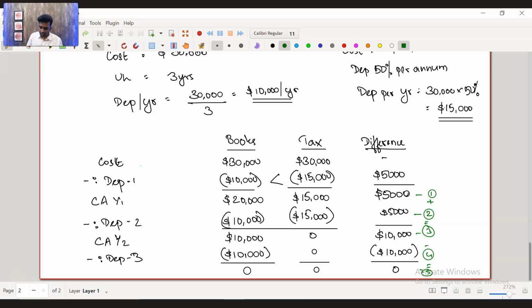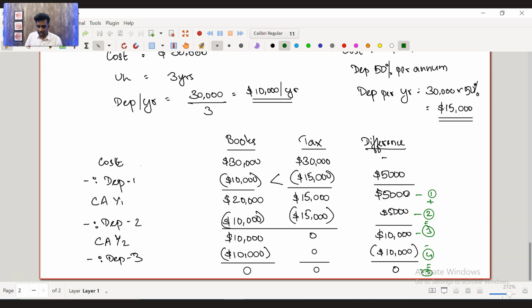Now what is this difference? As I told you, in year 1 there is a difference and the difference goes away in year 3. By the end of year 3 the difference is gone. So hence this is a temporary difference. Is it a taxable or a deductible temporary difference?